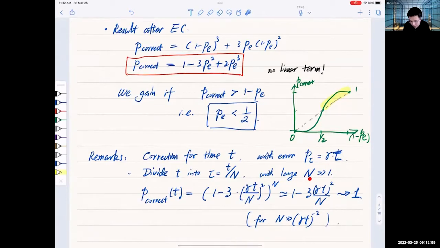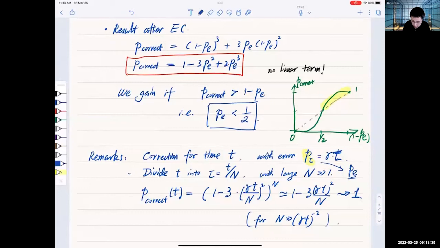And let's assume that capital N is large enough. Then the total probability of having no error for the entire time t, assuming we do the repetition code, will be 1 minus 3 gamma t over n to the power 2. So here we are identifying gamma tau, or p tau, to be equal to PE. By this identification, we can plug into the expression.